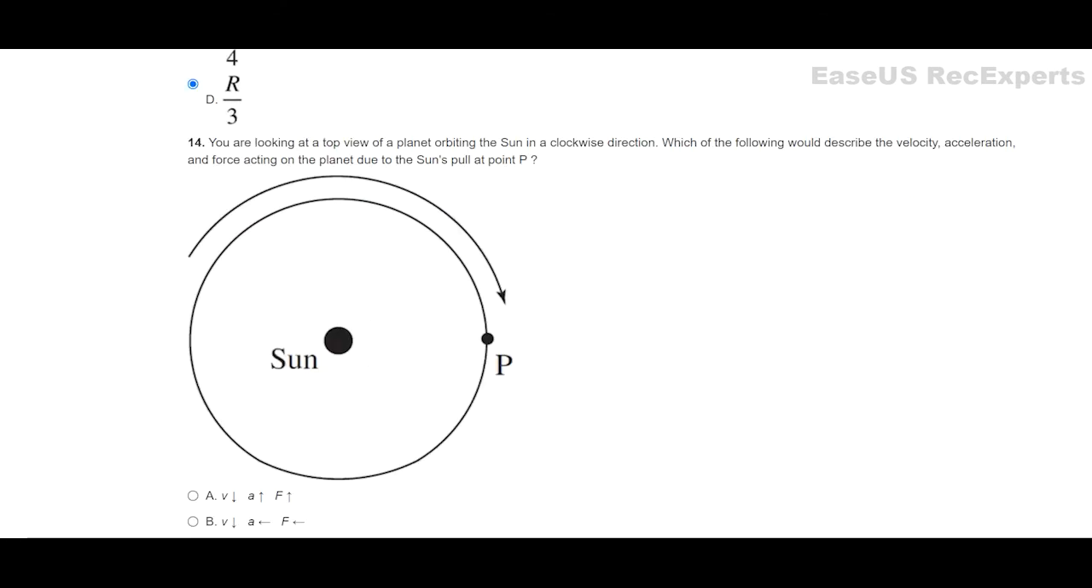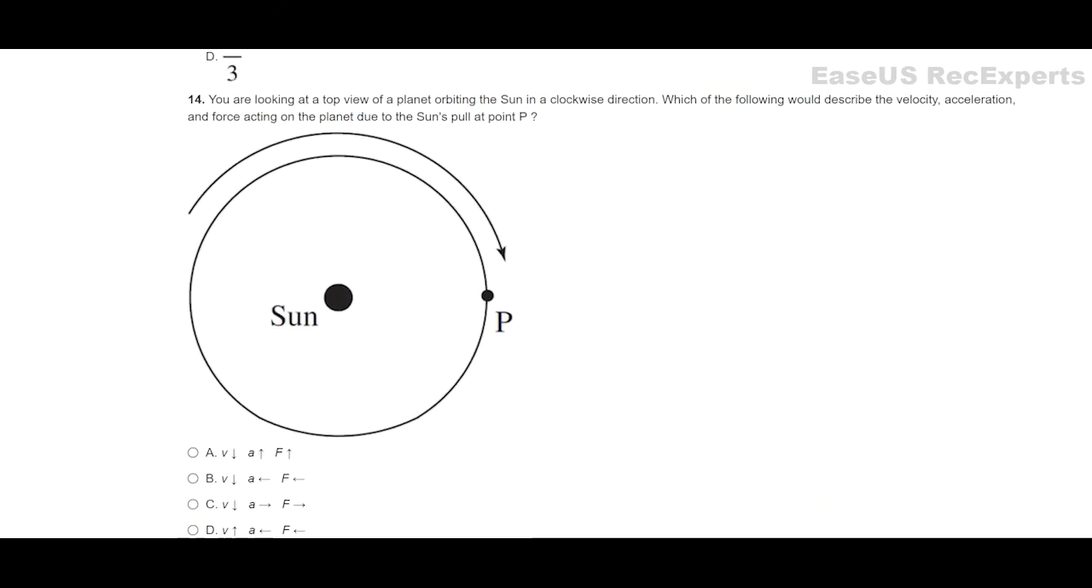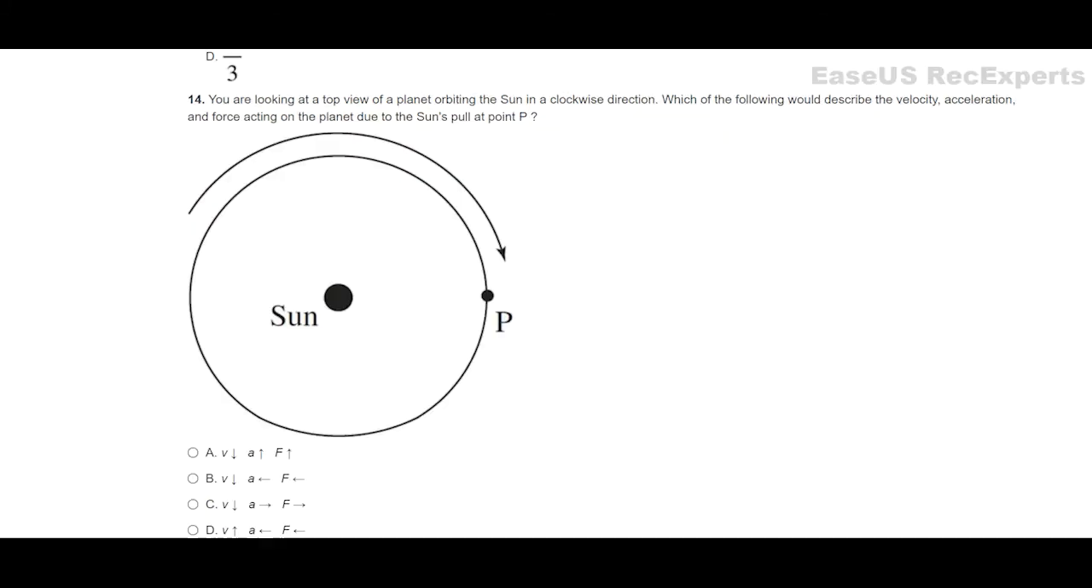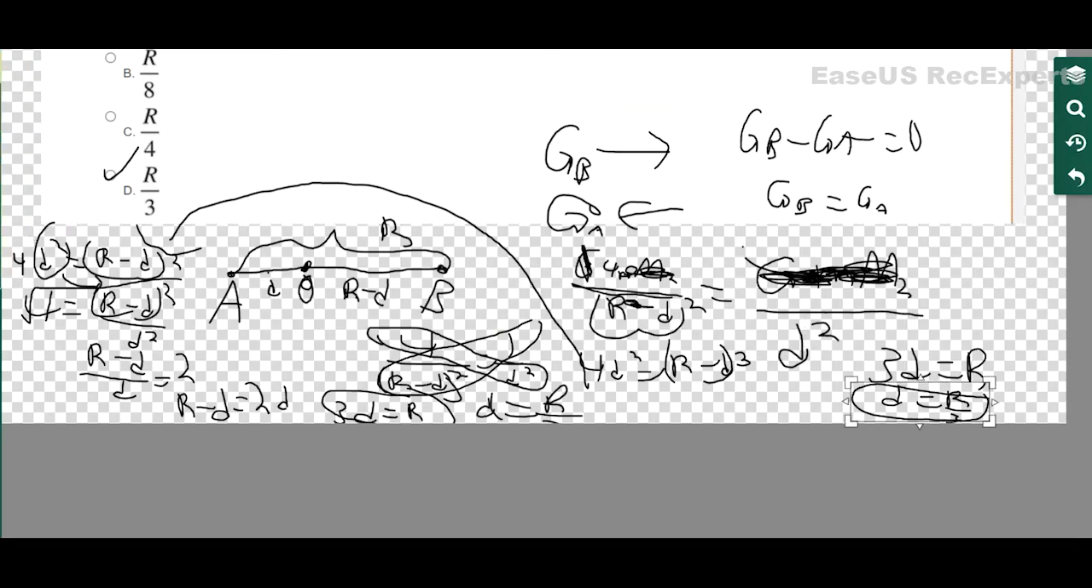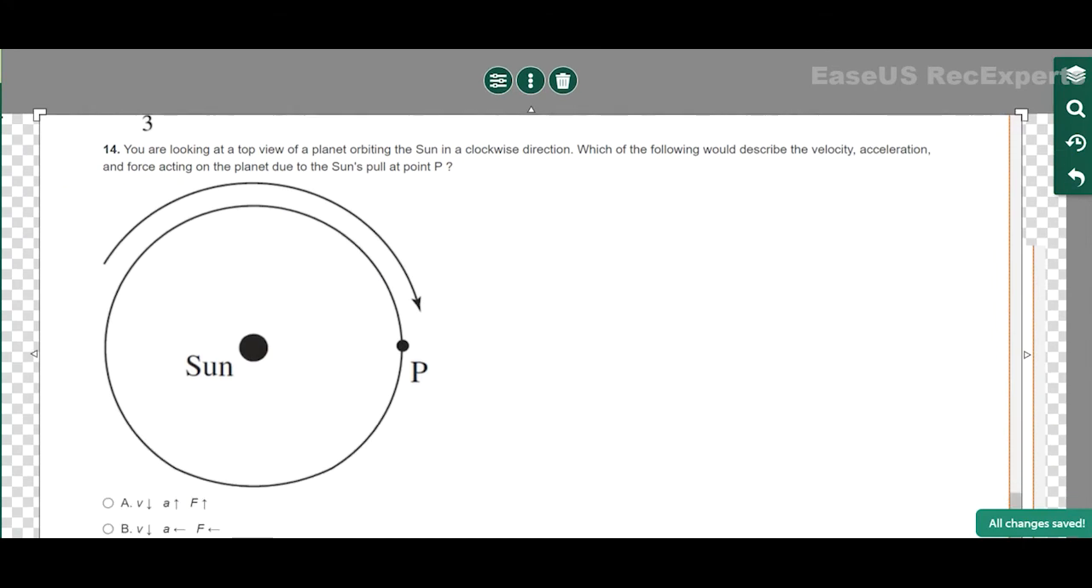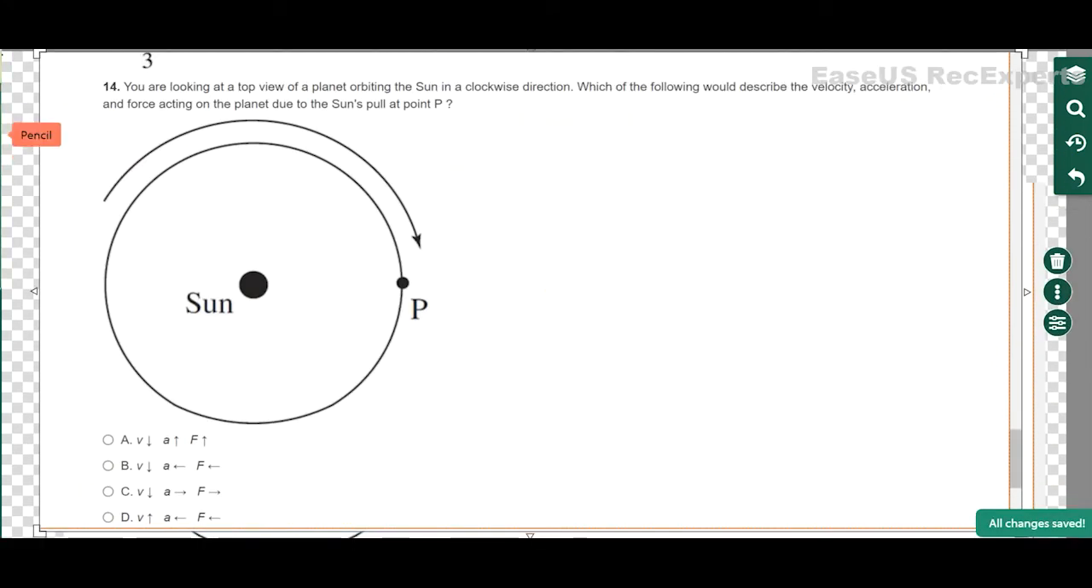And now we will move on to question 14. We're looking at the top view of a planet orbiting the sun in a clockwise direction. Which of the following correctly represents the velocity, force, and acceleration acting on the planet.